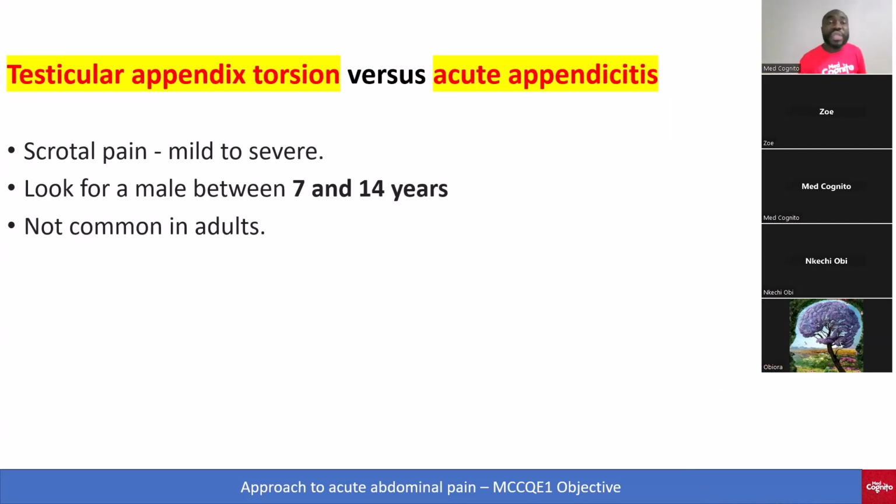And then you also have to learn testicular appendix torsion versus appendicitis. Testicular appendix torsion, look for that male patient who is between 7 years to 14 years. And how do I remember those numbers? Don't forget that 14 is a double of 7, right? 7 years and 14 years. They have scrotal pain. Usually, testicular appendix torsion is not common in adults. So that patient between 7 years and 14 years.